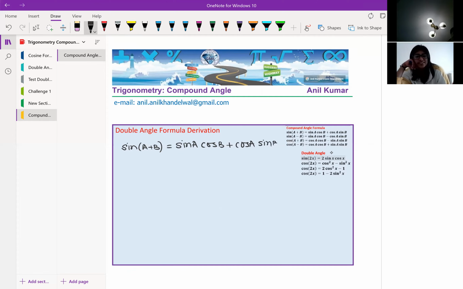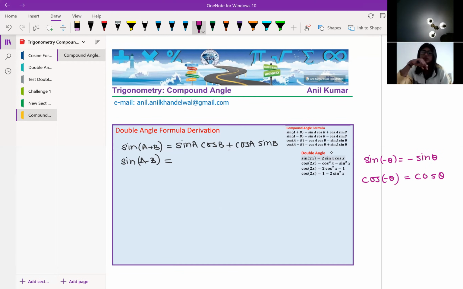If I do sine A minus B, the only thing is B changes to minus B, right? And you know, sine is an odd function. So if I do A minus B, the only sign which is going to change is that B becomes minus B. So an important thing to remember here: what is sine of minus theta equal to? It is minus sine theta. And what is cos of minus theta equal to? Cos theta, because cos theta is an even function. You get the idea, right?